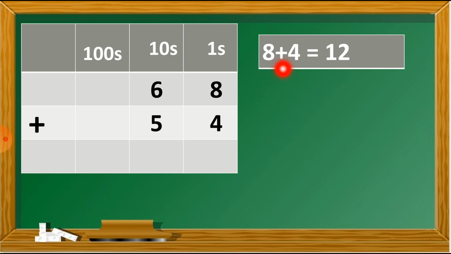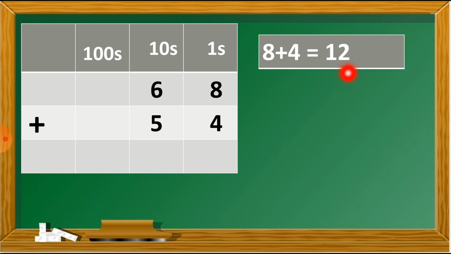So 8 plus 4 is equal to 12. Here is the answer. You can see this 8 plus 4 is equal to 12. So in this 12, I have to write down the ones value under the ones column.